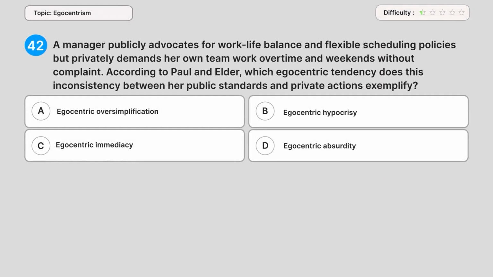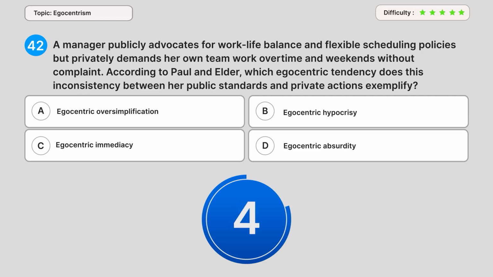42. A manager publicly advocates for work-life balance and flexible scheduling policies, but privately demands her own team work overtime and weekends without complaint. According to Paul and Elder, which egocentric tendency does this inconsistency between her public standards and private actions exemplify? A. Egocentric oversimplification. B. Egocentric hypocrisy. C. Egocentric immediacy. D. Egocentric absurdity. Do you know the answer?